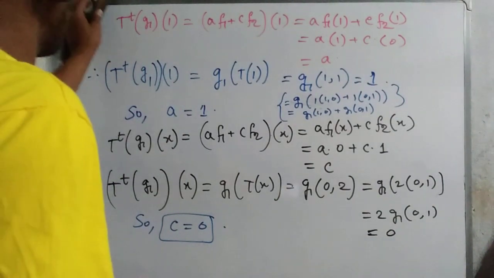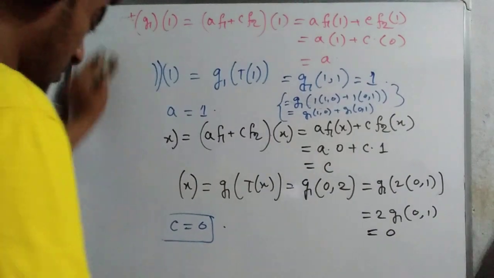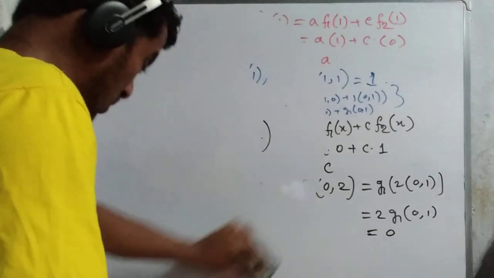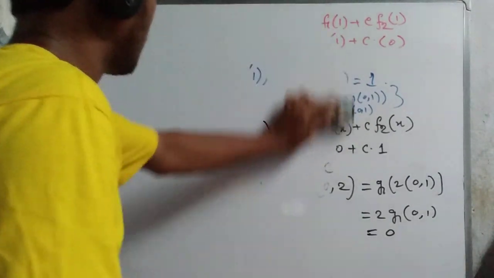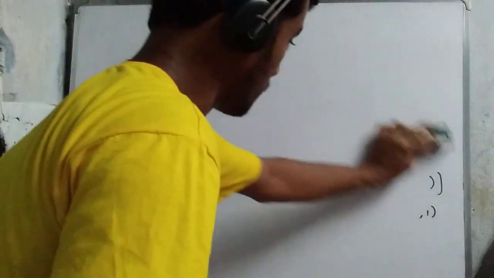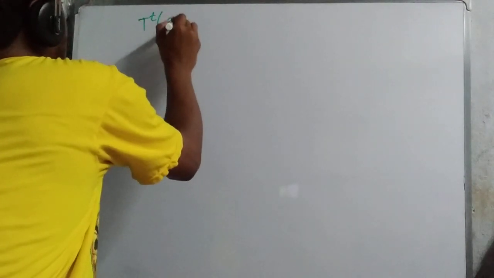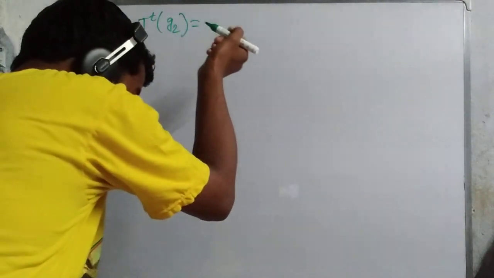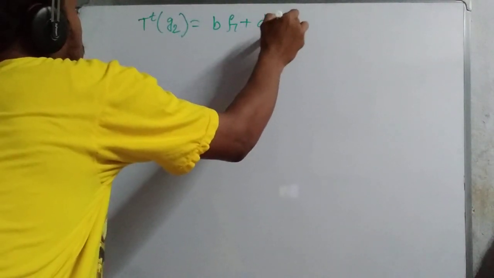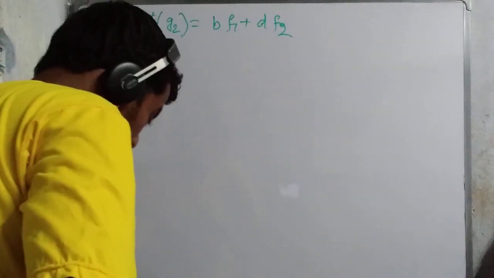Then we erase that portion and go to further discussion. That means we just evaluated A and C. Now obviously B and D remain. And what do we know now? We know that T transpose of G2 equals B F1 plus D F2. We know about it.